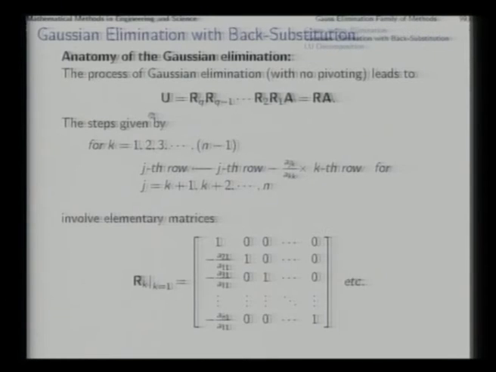The steps were this, in which now if we do not want the diagonal 1, then what we need to do is that the jth row is updated by subtracting from it ajk by akk into the kth row, for j varying from k plus 1 up to the bottom, that is n.